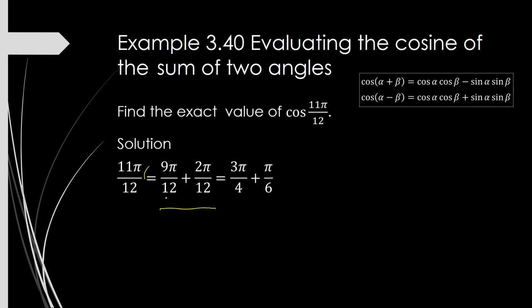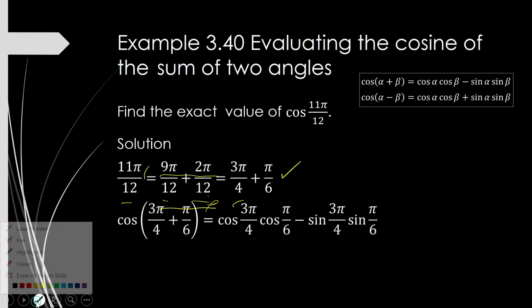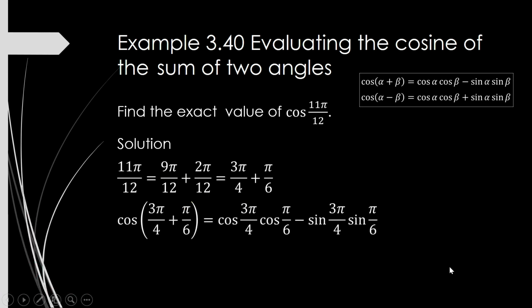Well, it's easy to verify that. The denominators are the same, so you just copy it, and then you just get the sum of the numerators. That's 11 pi. And then we simplify this. We cancel common factors. 3 is a common factor, so you are left with 3 pi over 4. 2 is a common factor, and so you will be left with 6 here. So this one is the sum, equivalent to 11 pi over 12. So what then is cosine of 3 pi over 4 plus pi over 6?